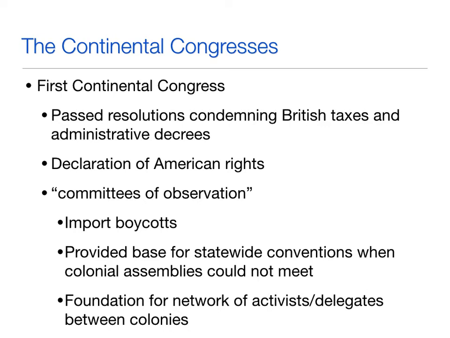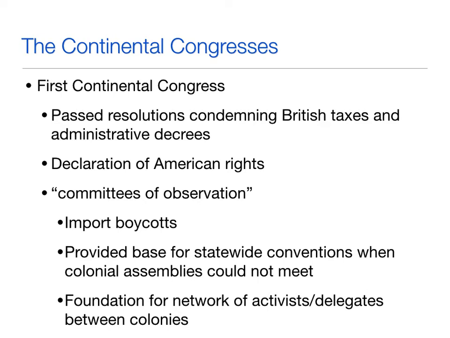And these committees basically sent delegates home to each respective colony, where these delegates were monitoring what was going on in the towns and the cities and the ports to make sure that people actually boycotted British goods. And if you didn't boycott British goods, you had these delegates to deal with.